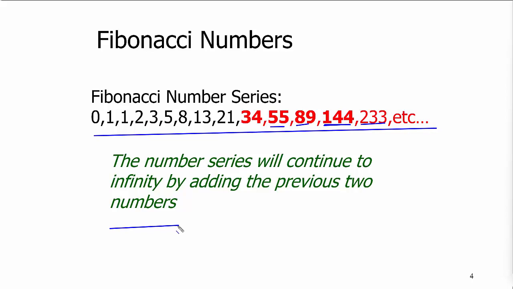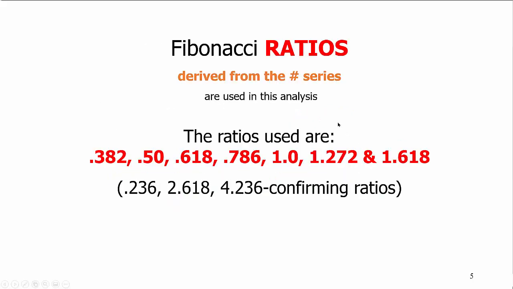But we're not using the actual numbers in the number series to do this work. We're actually going to use the ratios derived from this series. The ratios that we're using are 382, 50%, 618, 786, 100%, 1272, and 1618.